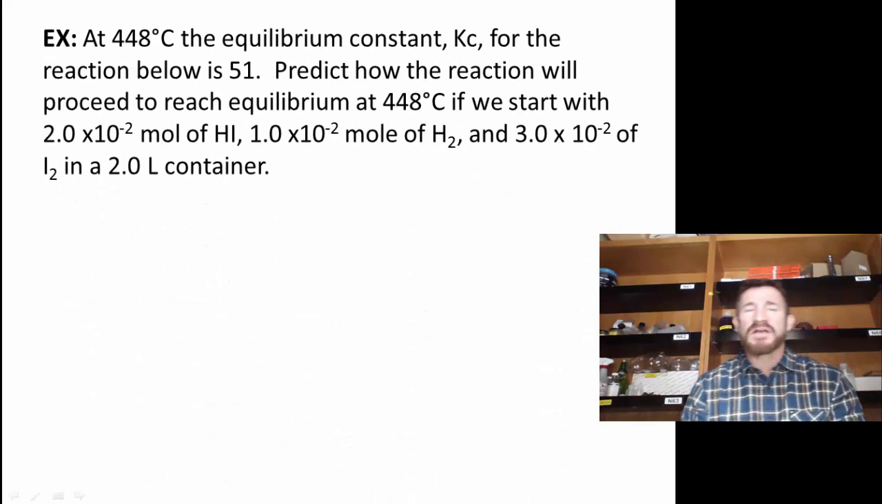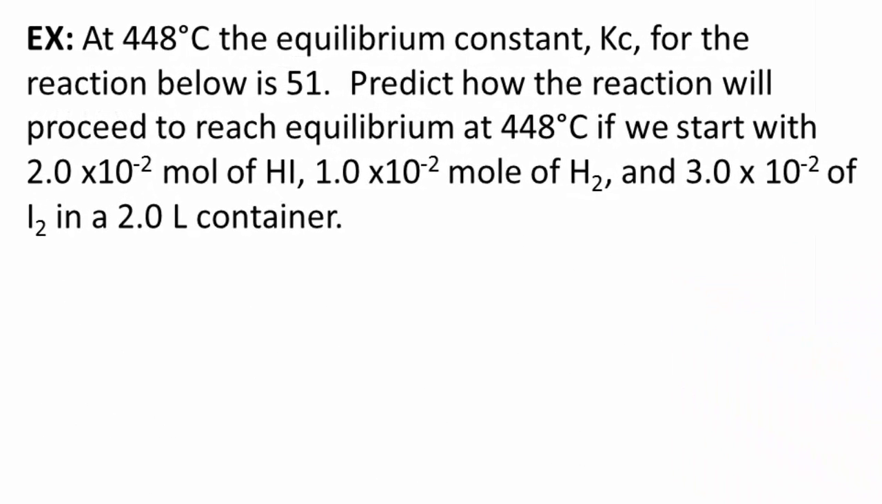So how does this work when we do problems? Let's do our first problem here. This is an example we have at 448 degrees Celsius. The equilibrium constant, or Kc, for the reaction below is 51. I'm going to show you the reaction in just a second. Now, here's a reaction. Hydrogen gas plus iodine gas produces 2 hydrogen iodide.